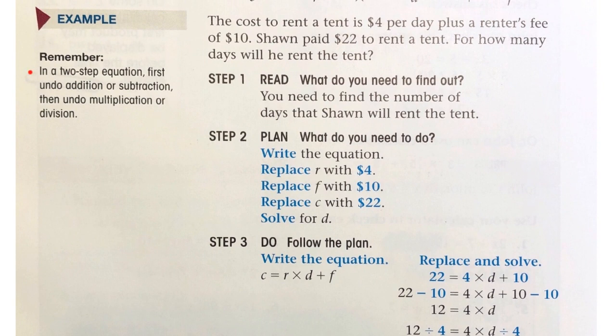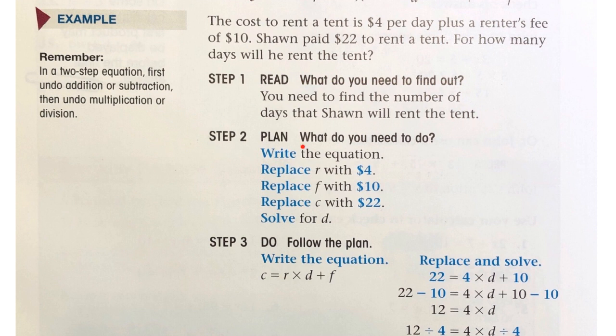Remember, in a two-step equation, first undo addition or subtraction, then undo multiplication or division. And of course, for a word problem, your first step is to always read the whole word problem. Most importantly, read the word problem. Then what do you need to find out? After you've read it, that's the question to ask. Well, we need to find the number of days Sean rented the tent.